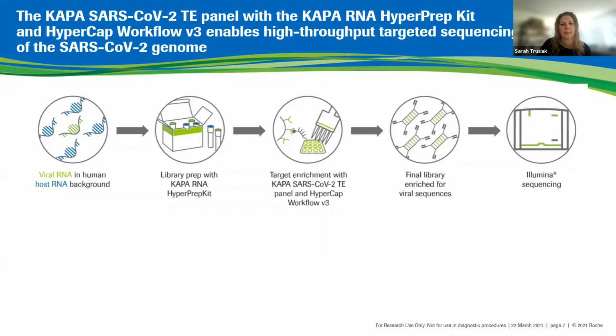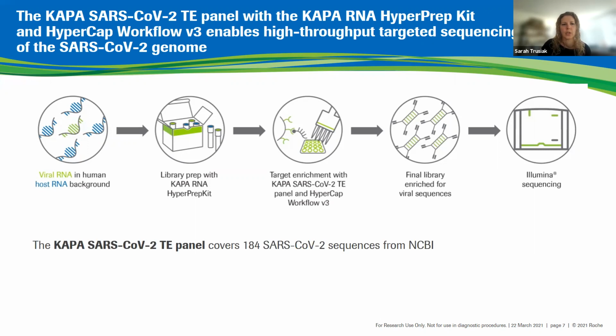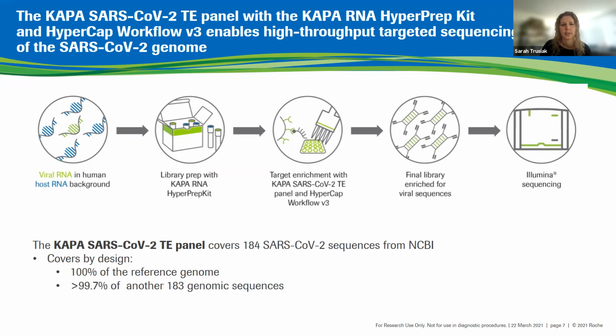So then we perform library preparation with the KAPA RNA HyperPrep kit. We do target enrichment with the KAPA SARS-CoV-2 TE panel and the HyperCap workflow v3. And then we have a final library enriched to some extent for viral sequences that's ready for Illumina sequencing. So our KAPA SARS-CoV-2 TE panel covers 184 sequences from NCBI. It covers by design 100% of the reference Wuhan genome and greater than 99.7% of another 183 genomic sequences that were publicly available.